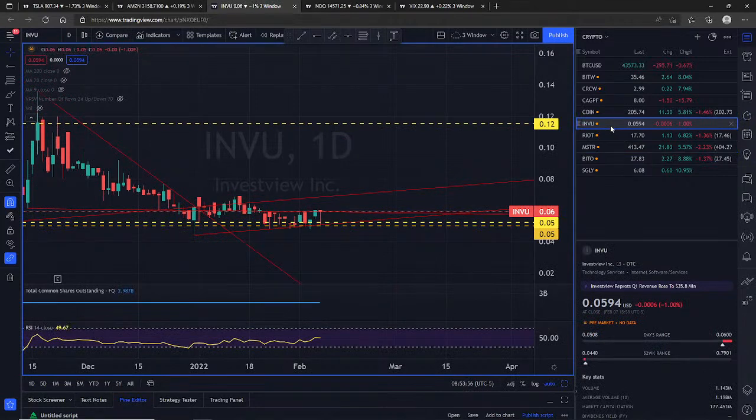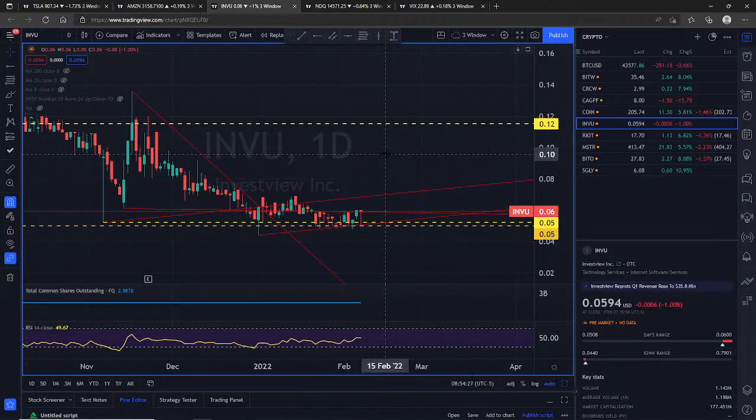INVU, it's somewhat of a Bitcoin play, but there are a couple of other portions of INVU that are not Bitcoin. They're more, I don't want to call it crowdfunding, but it kind of is. And then there's a crypto element of it, and a services element of it. So INVU has a long way to go, highly speculative. So I've averaged into a few shares of INVU, and I'll keep an eye on it.